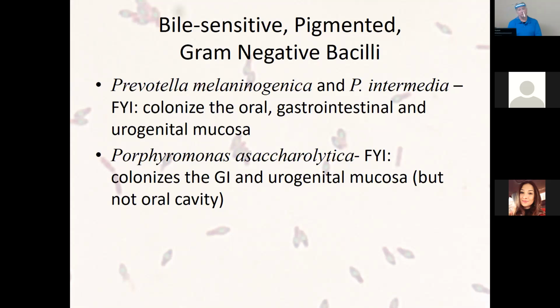So this is kind of the running theme of our anaerobic rods, whether they be gram-positive or gram-negative. These are pigmented. Not only are they bile sensitive, unlike our Bacteroides group, they're also pigmented gram-negative rods.